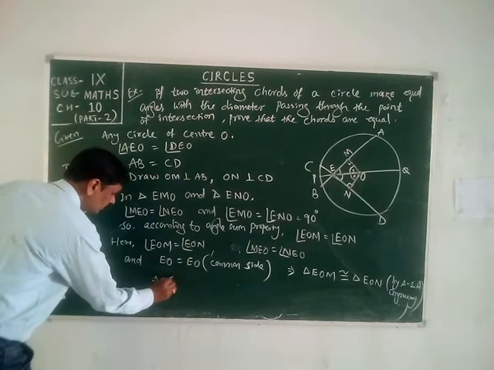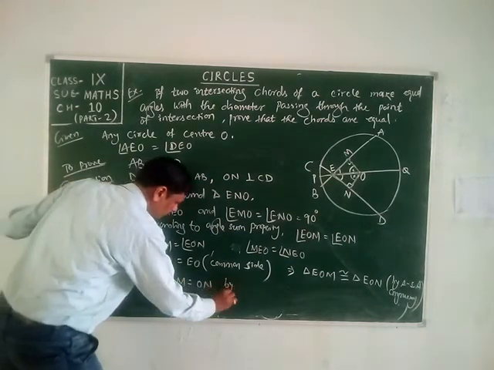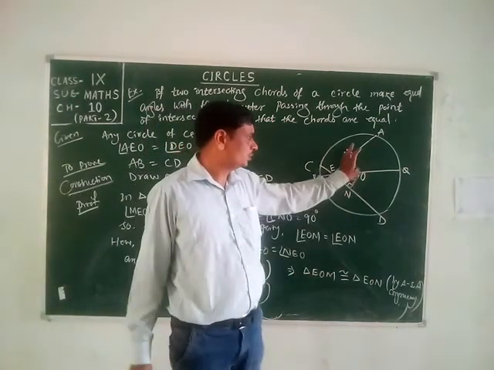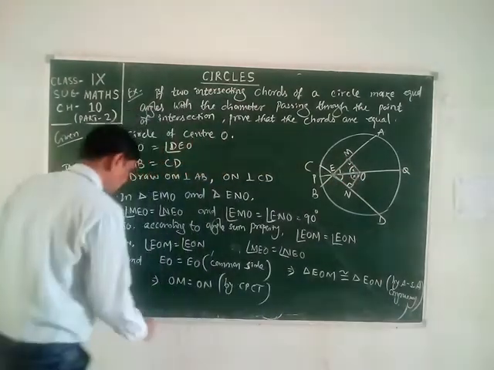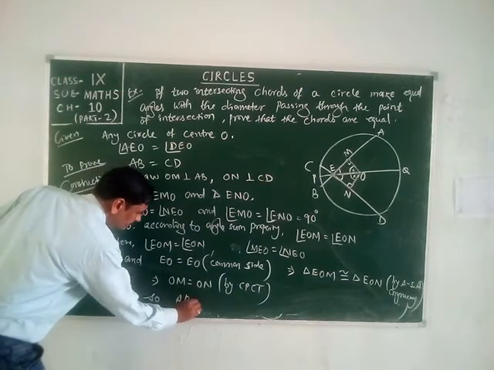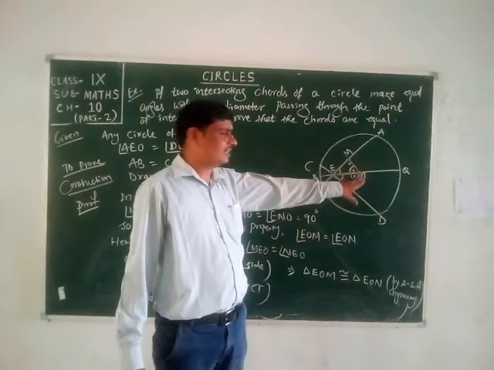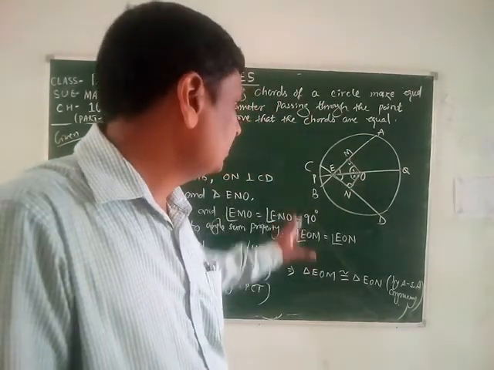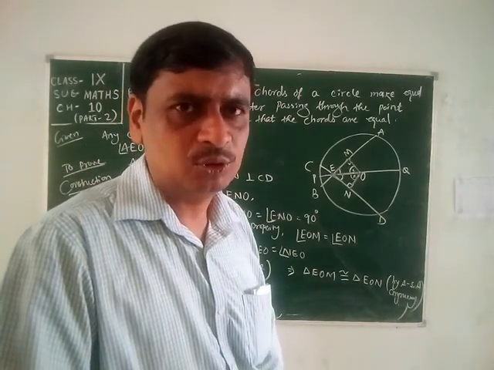This implies OM is equal to ON by CPCT. So AB is equal to CD. Since the distances from the center are equal, the lengths of the chords are also equal. That is, AB and CD will both be equal.